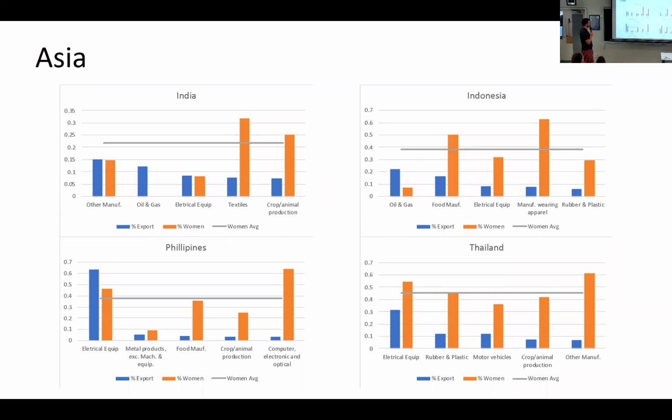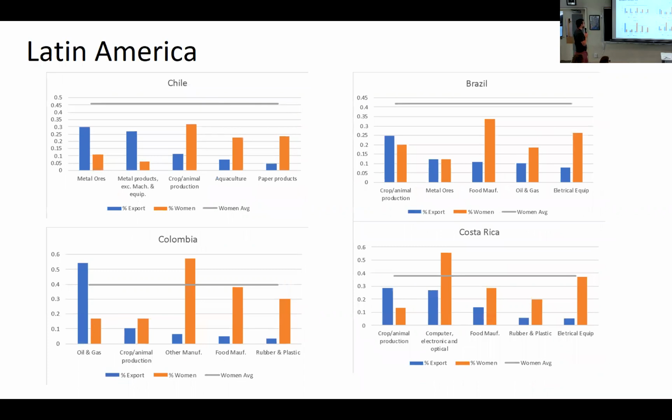Basically, the story here is that these are the five sectors that export the most for each country. In these Asian countries, they employ more women than average. Not all of them, but in India the last two, in Indonesia two of them, and in Thailand three. So boosting exports in these countries tends to close the gender gap. Whereas in the Latin American countries, the average line is way up high. That means that the sectors that export more in these countries are actually contributing to increasing the gender gap.